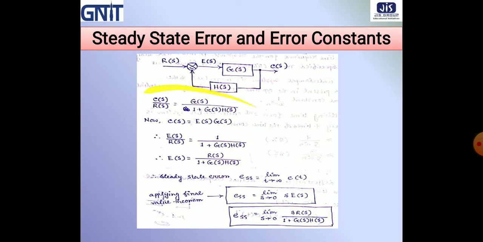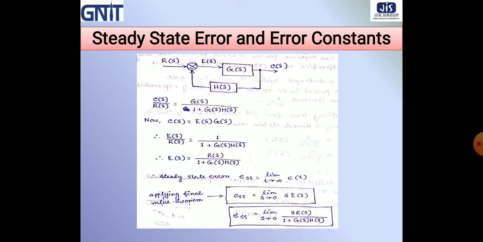So we can write C(s) by R(s) is equal to G(s) by 1 plus G(s)H(s). Now C(s) is equal to E(s) into G(s). We already know that C(s) is equal to E(s) into G(s). Just put in the value, so we can find E(s) by R(s). So E(s) will be R(s) by 1 plus G(s) into H(s). That is our error signal in the frequency domain.